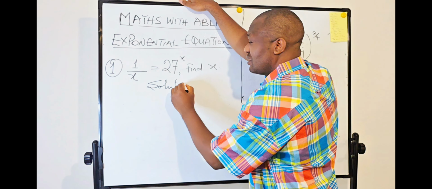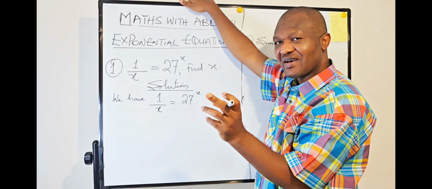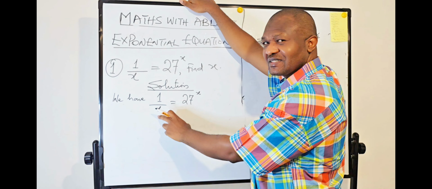Do not forget, "solution shown." Then you tell them we have: what do we have? 1 over x is equal to 27 raised to power x. Now there are 2 x's. You want to remove the power so that you are left with this x.